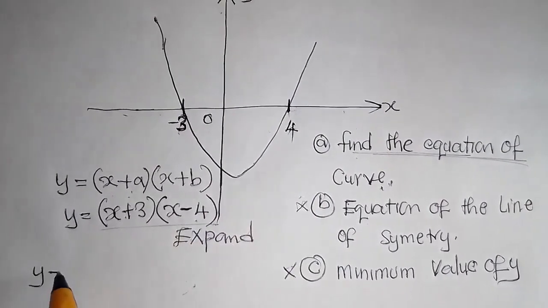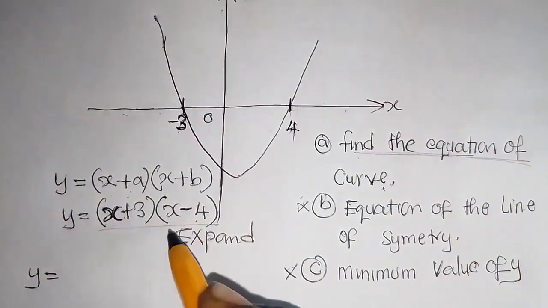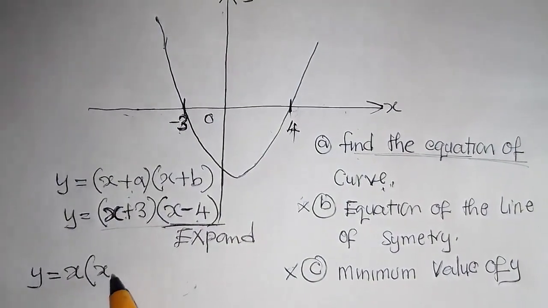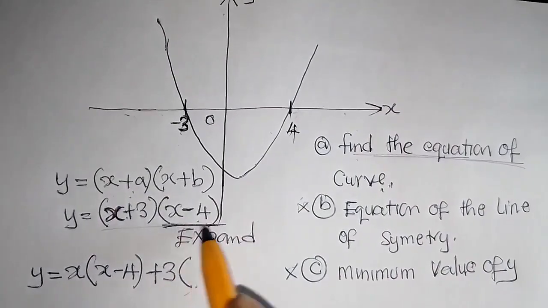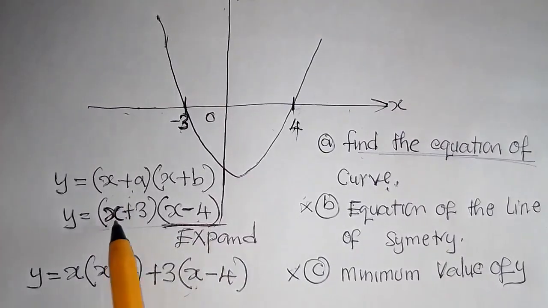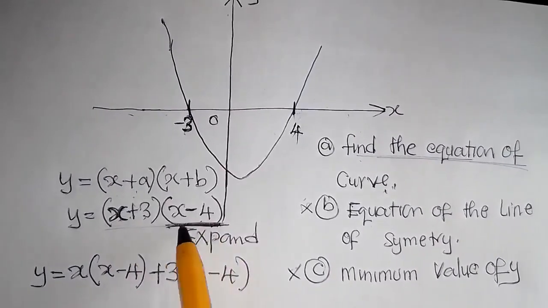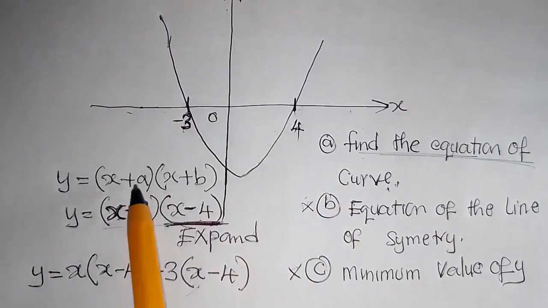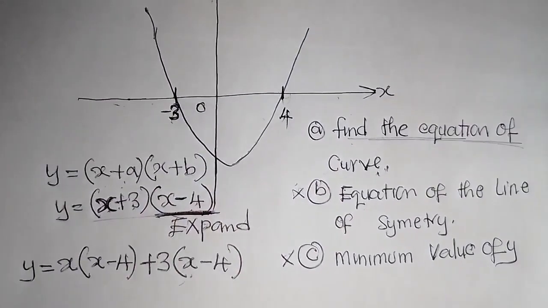You say y is equal to, have you seen? You get this one. This is x. So you just get x, multiply it with everything that is this side. So you say x multiplied by x minus 4, like this. You say plus 3 multiplied by everything that is this side, x minus 4. You get x multiplied with everything this side. You get 3 multiplied with everything this side. This means that you can start with this one, you write it here, and this other one, you write it here. There is no problem. You still get the same answer.